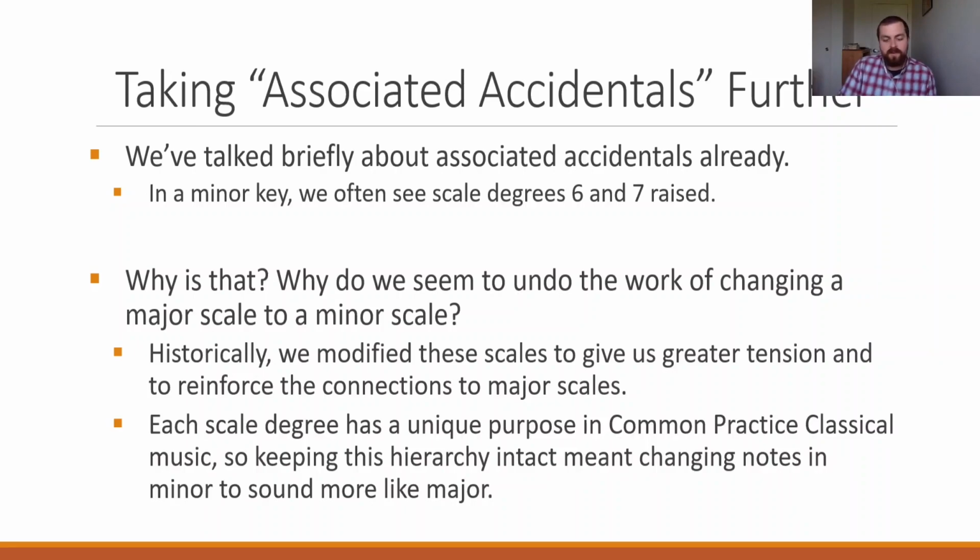In addition, specifically in common practice classical music in the Western art music tradition, from around 1750 to 1900, the bread and butter of composers like Beethoven and Brahms and Mozart, each scale degree, in major or in minor, has a unique purpose. 1 is the most important note and 5 is the second most important note. And from there, all of our scale degrees 1 through 7 have a certain role to fulfill in music. So in order to keep this hierarchy intact in minor, we had to change notes in minor to sound more like their major equivalents, because this hierarchy derives from major specifically.